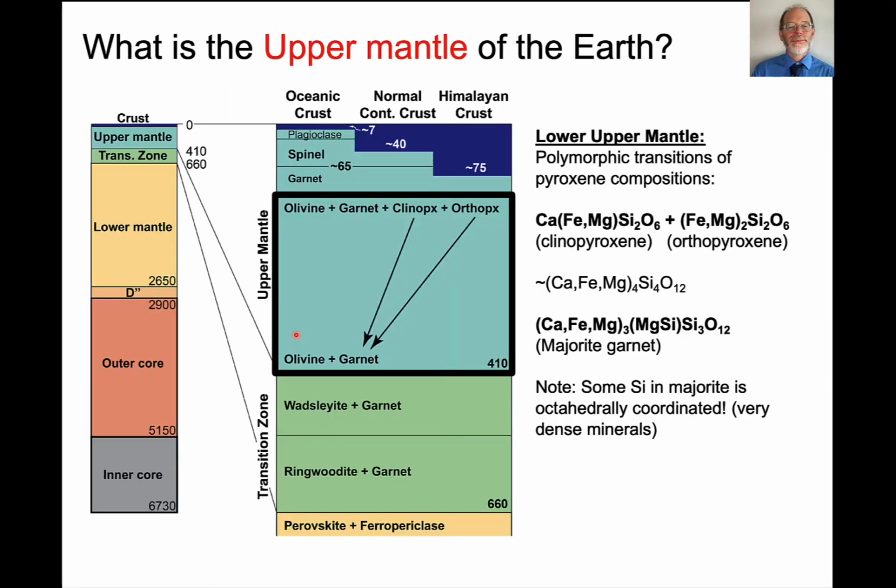Okay. So we were just talking about wadsleyite and this majorite garnet. In the upper mantle, there is a transformation of olivine plus garnet plus the pyroxenes to olivine plus garnet. So there is this continuous transition of clinopyroxene and orthopyroxene into the garnet structure. And again, if we take a pyroxene here, it doesn't matter if it's a clinopyroxene or an orthopyroxene, we can turn this into a majoritic garnet as long as we make silicon octahedrally coordinated.